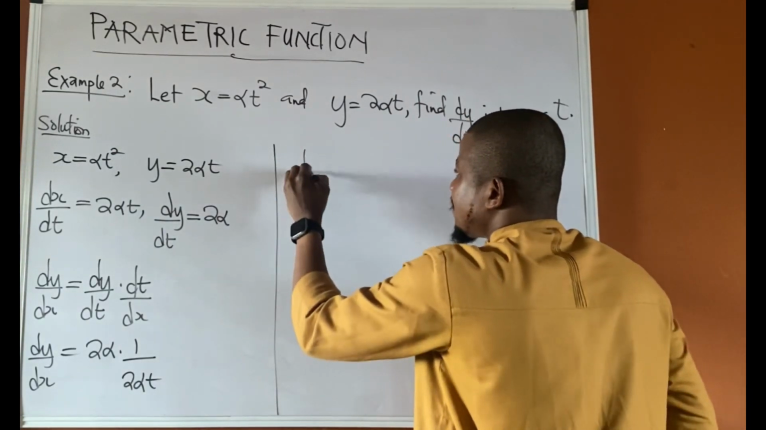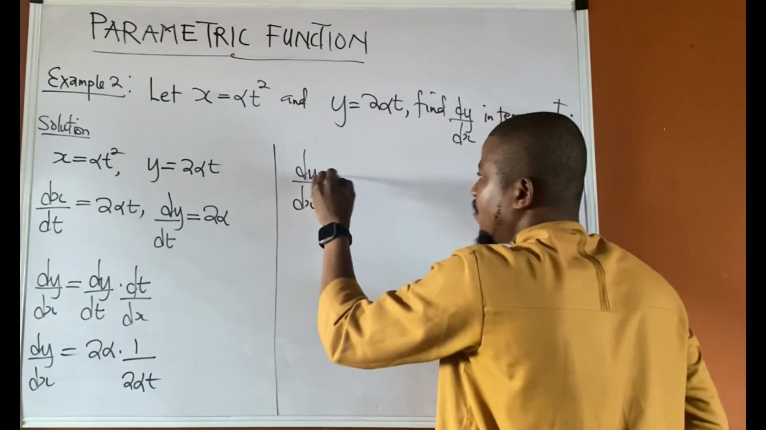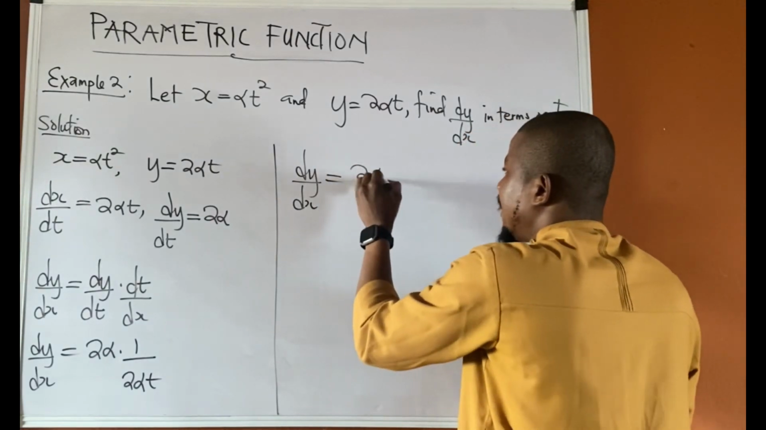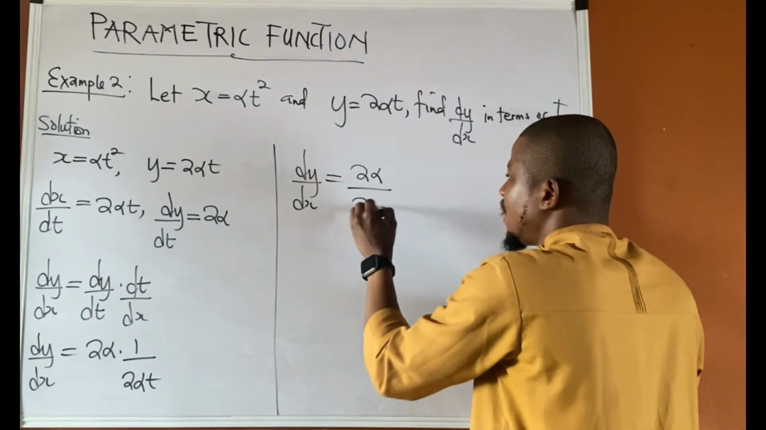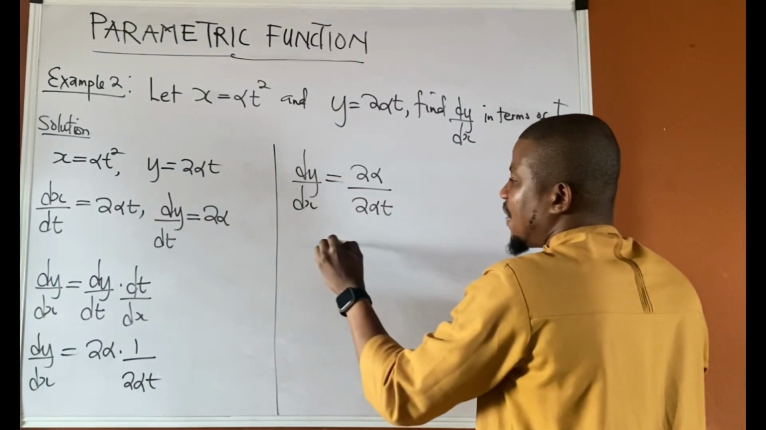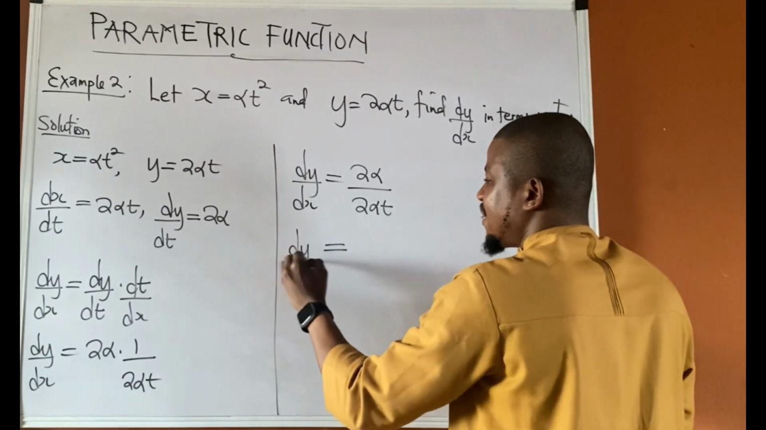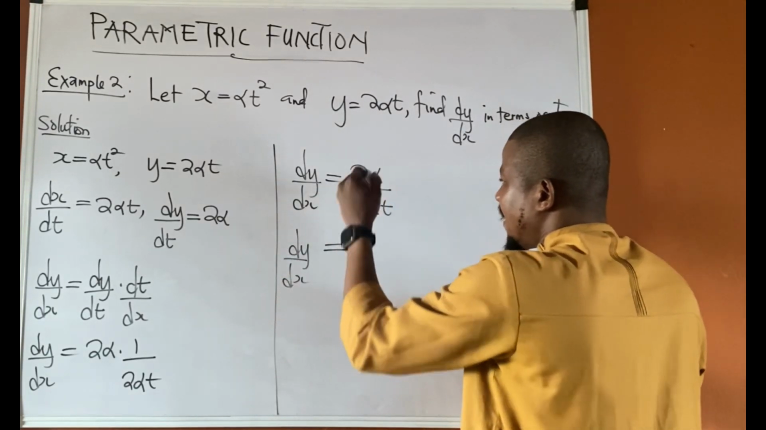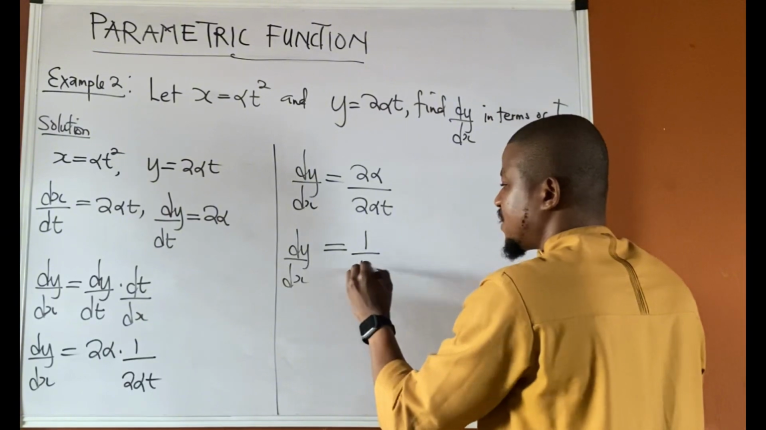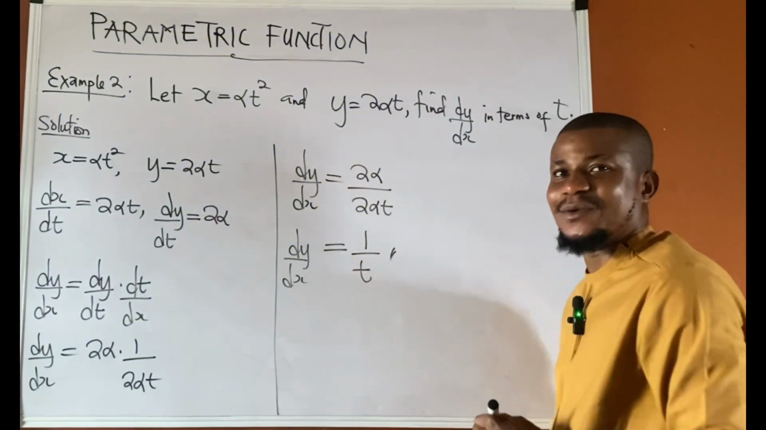And that means that our dy/dx would be 2 alpha over 2 alpha t. And this means that our dy/dx, if we simplify this, is 1 upon t. And this is our dy/dx.